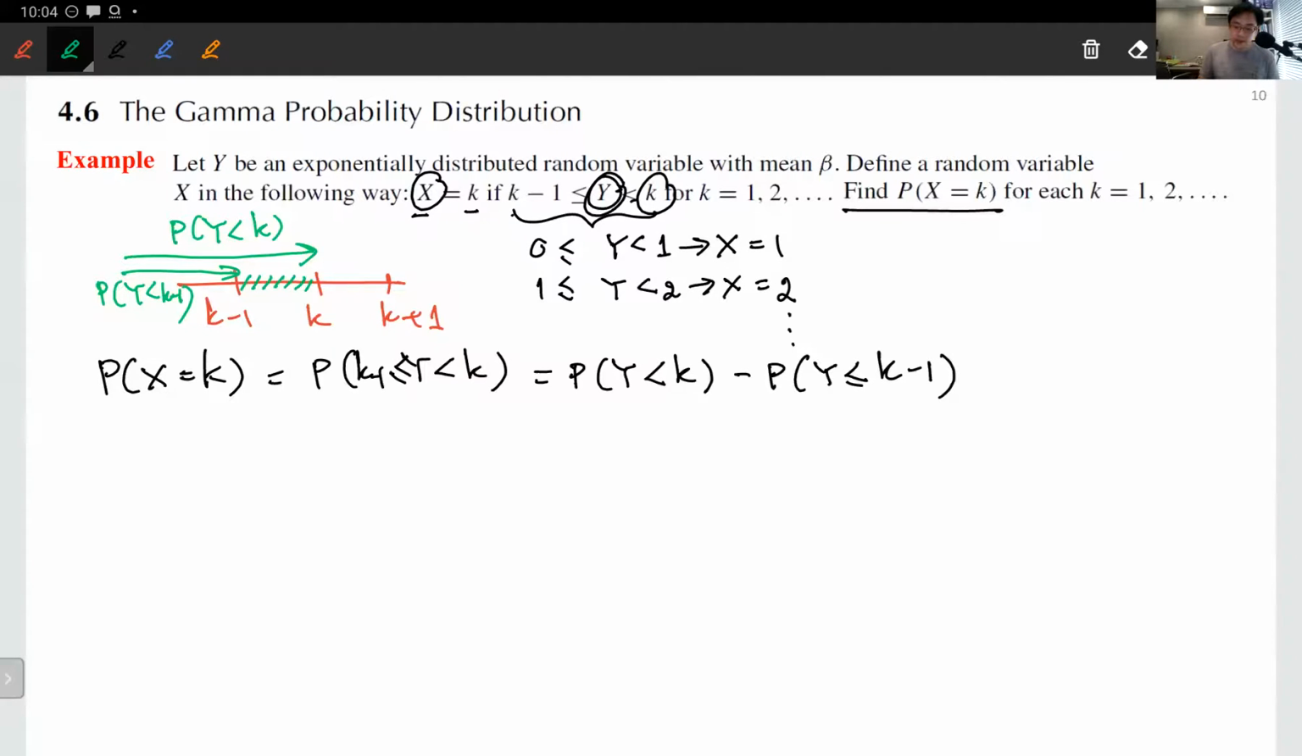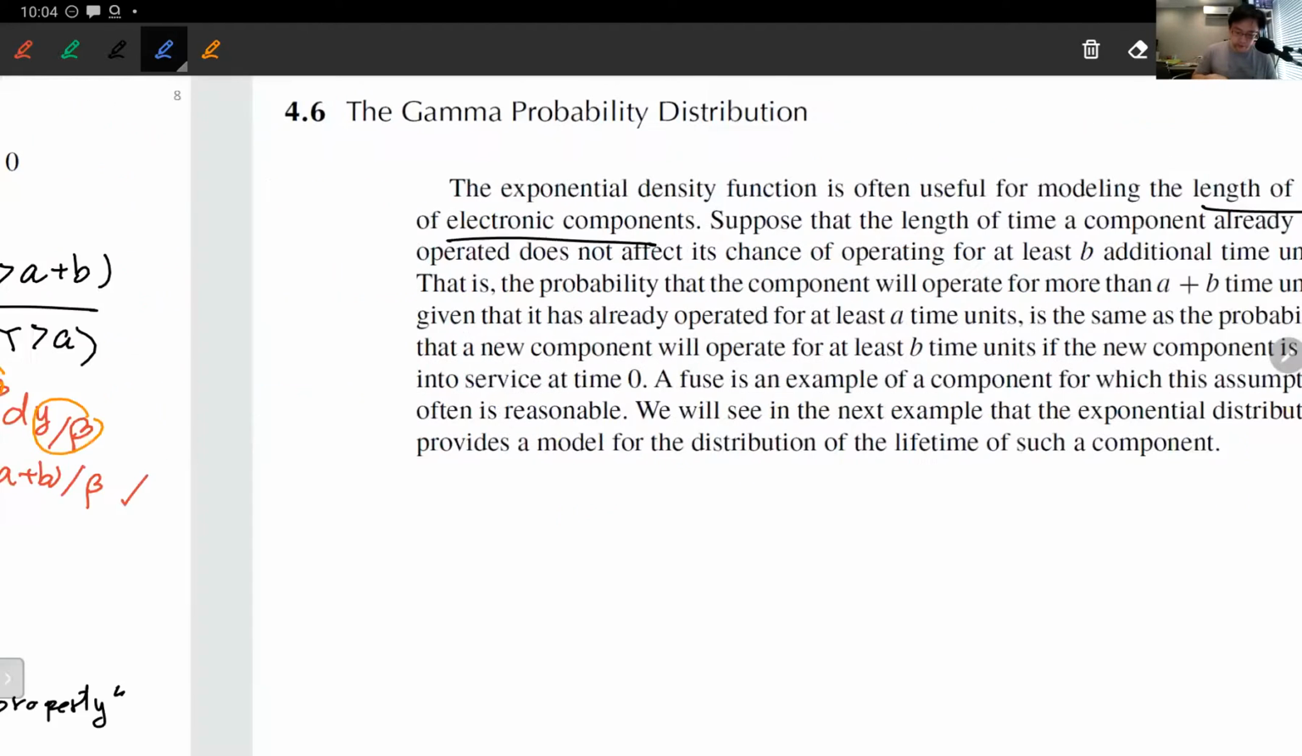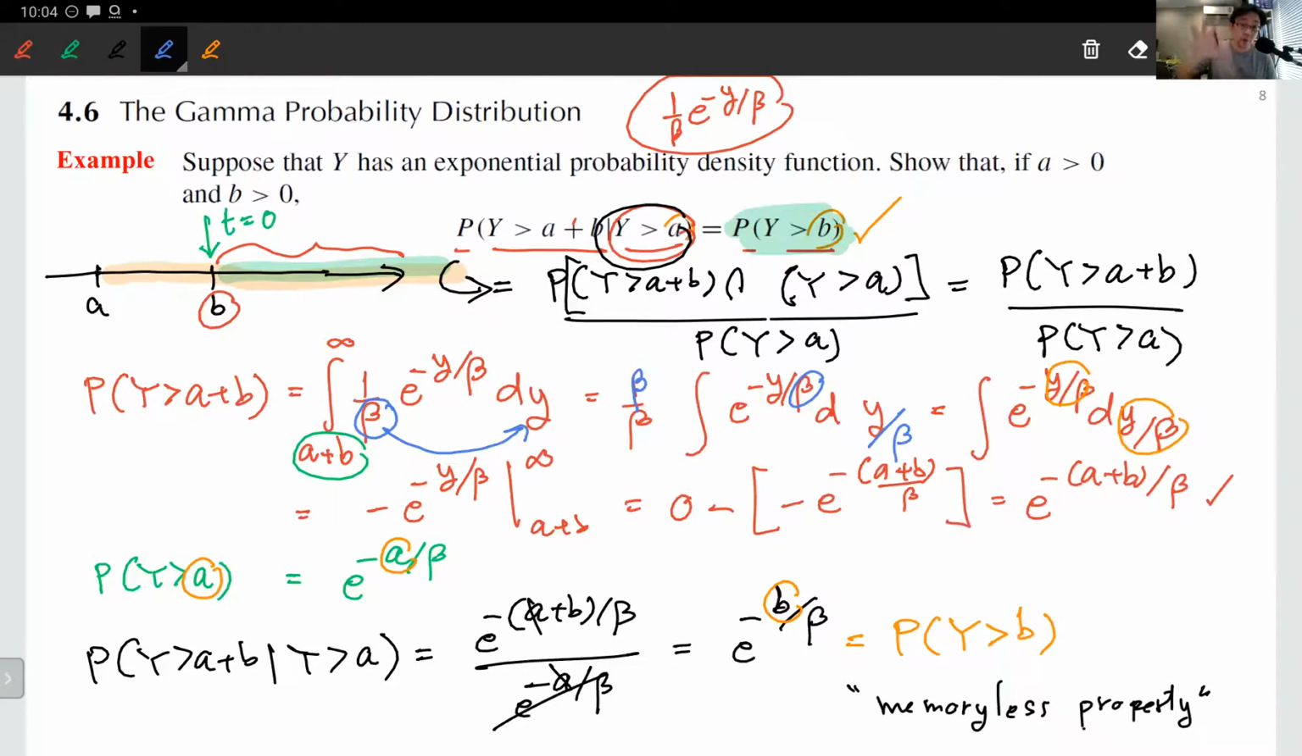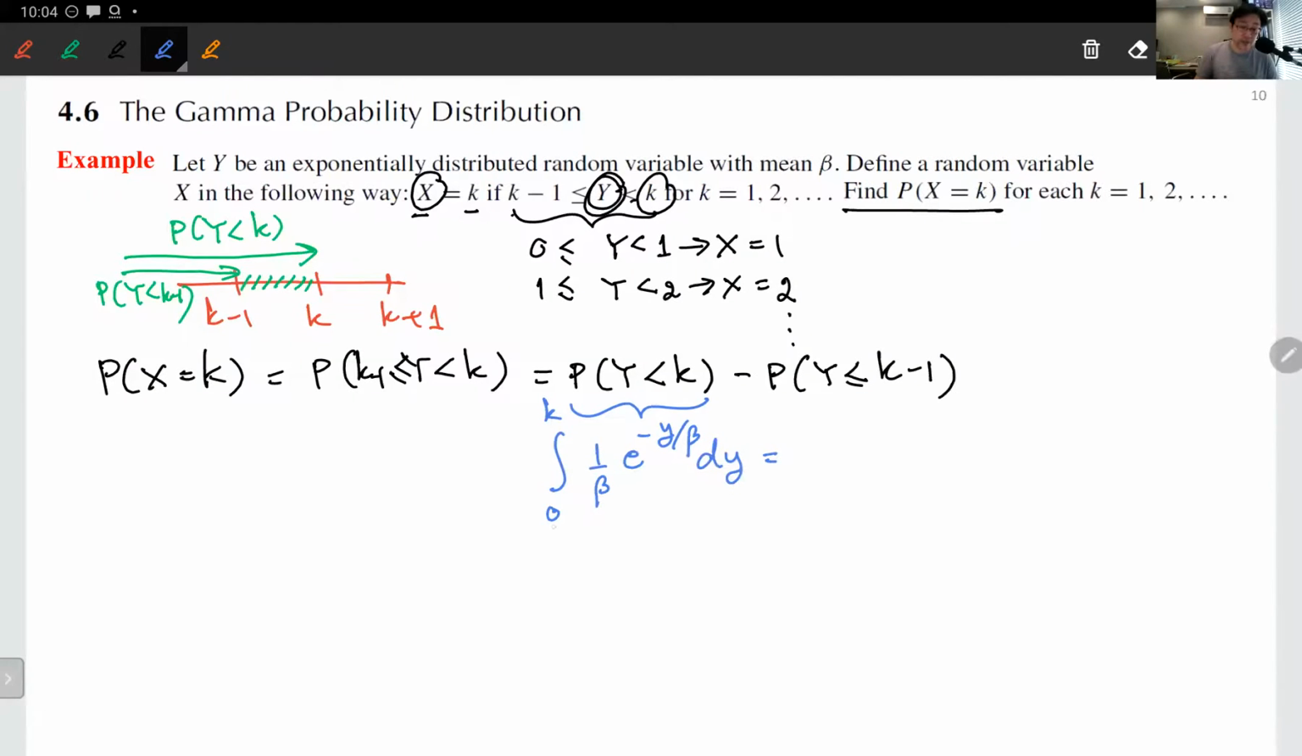Now, because these y are exponential, for this one you're going to have to do the integral of 1 over beta e to the negative y over beta dy from 0 to k. So this is what you have to calculate. Let's do one and see how it goes. You already learned this integral from the one right here, but that one was the probability beyond, so the upper limit was infinity. This one we want less than, so we start from 0 up to k.